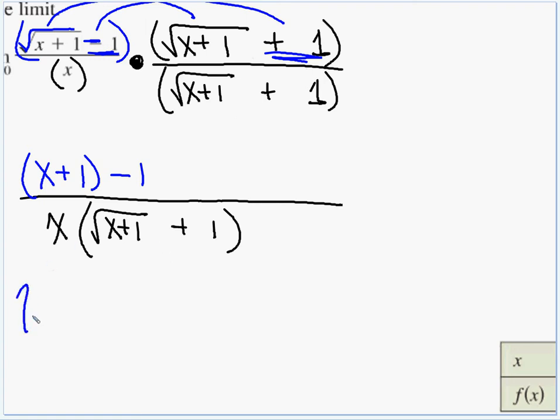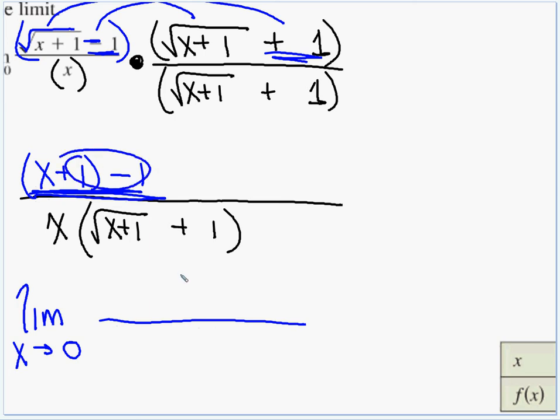Okay, I'm going to bring back my limit notation. We were approaching 0. Let's see what we got up here now in the numerator. x plus 1 minus 1. Well, the 1's cancel, so we're just left with an x. Down in the denominator, it's good we did not distribute, because there's an x down there. We're going to cancel that in just a minute.